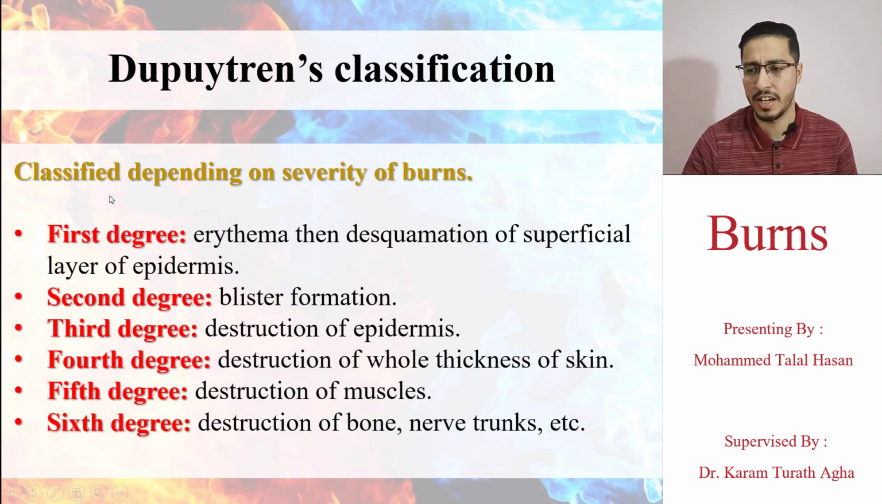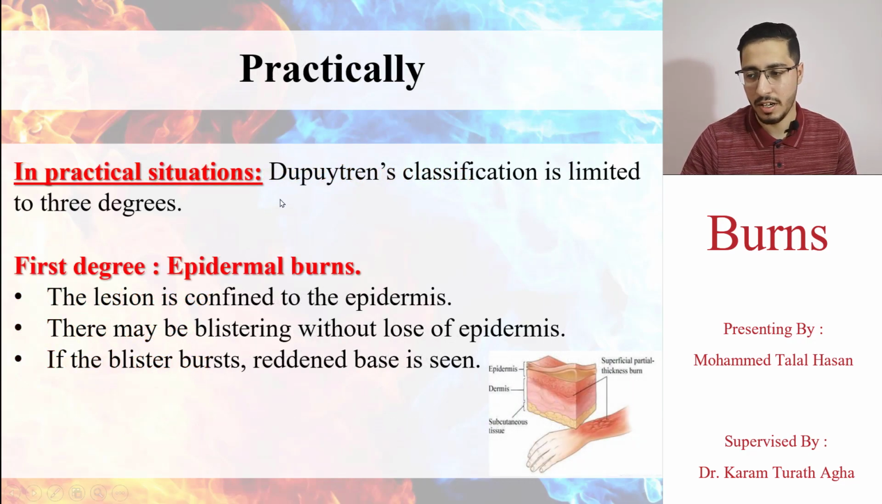According to Dupuytren's classification, the first degree includes erythema and desquamation of the superficial layer of the epidermis; the second degree is blister formation; the third degree is destruction of the epidermis; the fourth degree is destruction of the whole thickness of the skin; the fifth degree is destruction of muscles; and the sixth, lastly, is destruction of bone, nerve trunks, etc. By etc. I mean involvement of the deepest organs in the body. Practically, Dupuytren's classification is limited to 3 degrees.